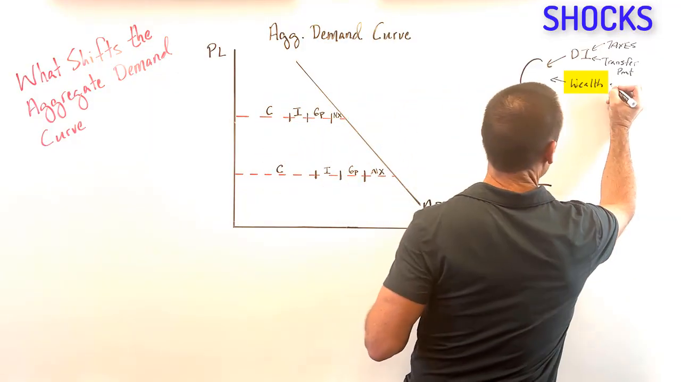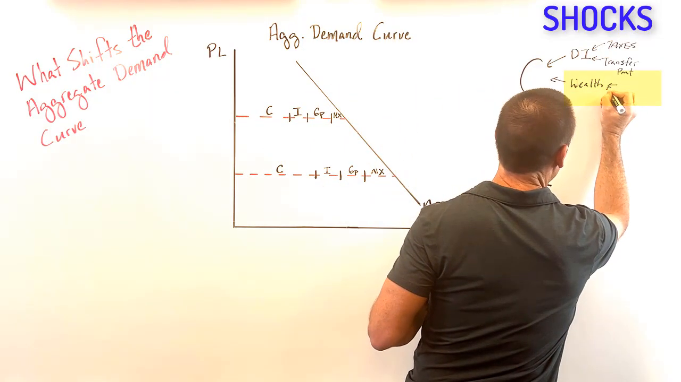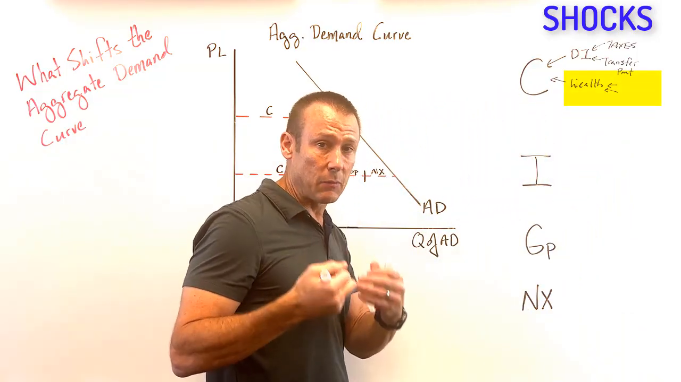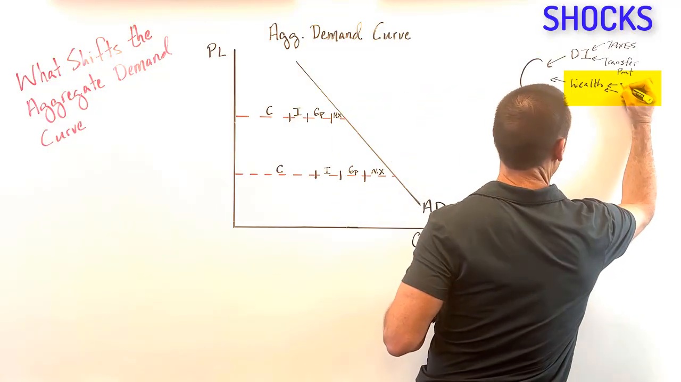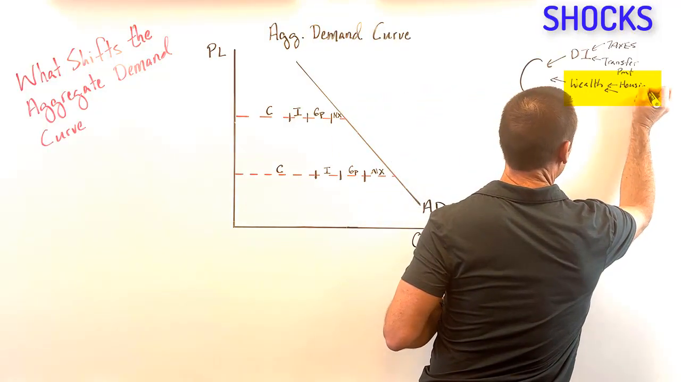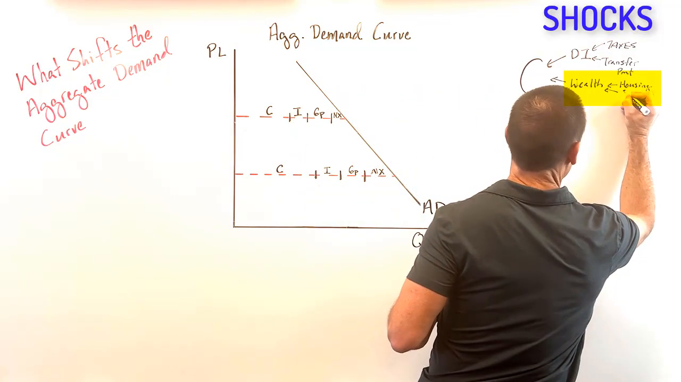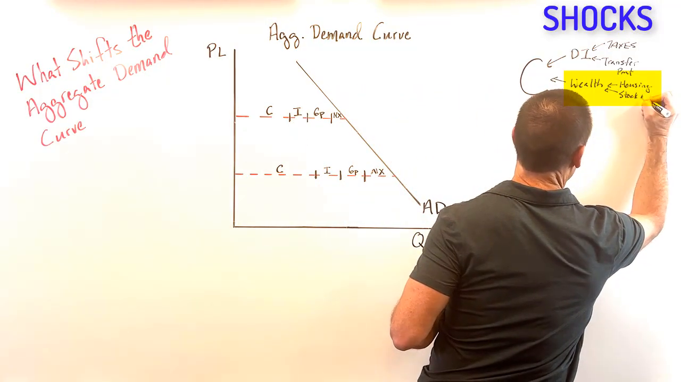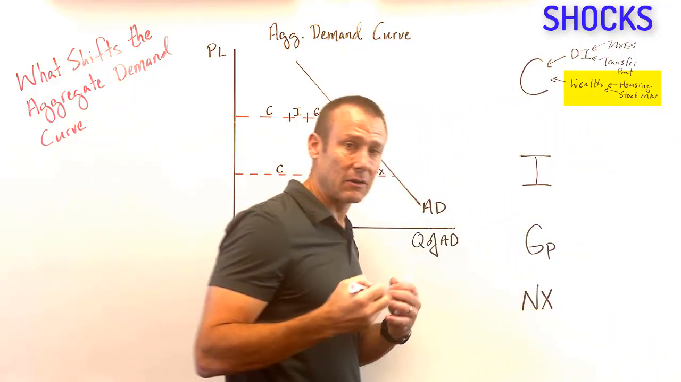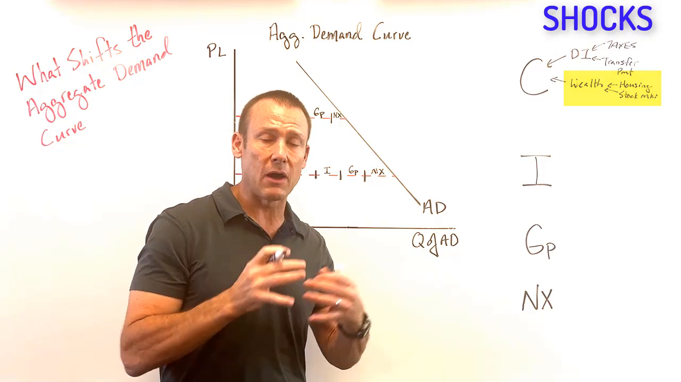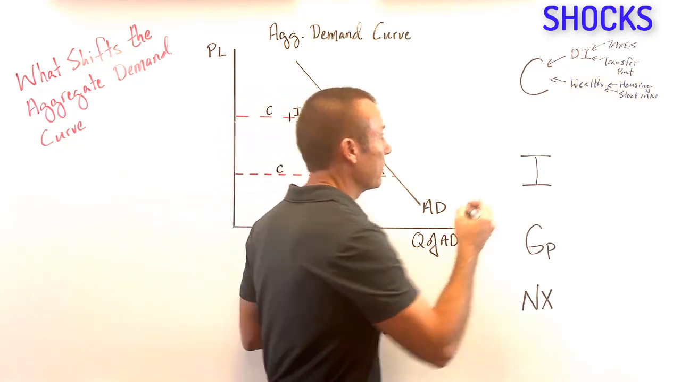Now, what are the two types of household wealth that we should really keep our eyes on? That would be housing prices, okay? So look for what's happening to housing prices generally in your economy, and also the stock market, right? What's happening to the prices of stocks in your economy. If either one of those changes, the wealth of households is changing.